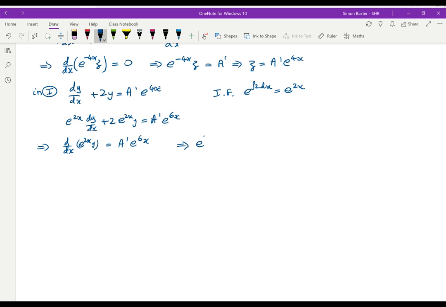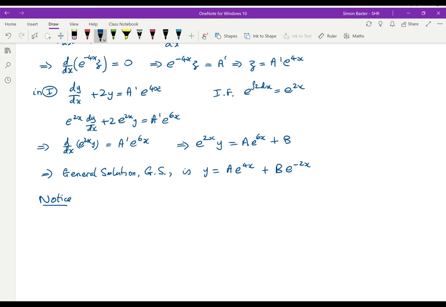Integrating, that gives us that e to the 2x y is a dashed over 6 e to the 6x. Well, a dashed over 6 is just an arbitrary constant. Let's call it a, e to the 6x plus b. And so my general solution, which is often abbreviated as G.S., is y equals, dividing by e to the 2x, a e to the 4x plus b e to the minus 2x.